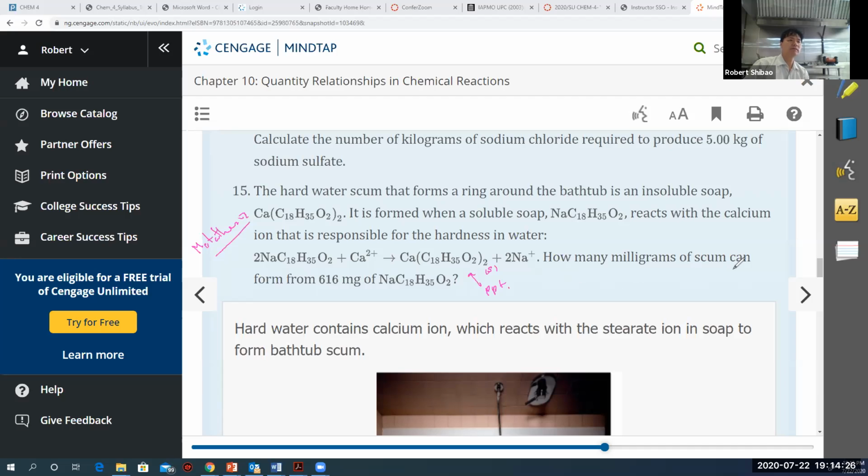How many milligrams of scum can form from 616 milligrams of soap? So we go milligrams to grams, grams to moles, moles to moles, moles to grams, grams to milligrams. And so just do a little bit of extra work here.